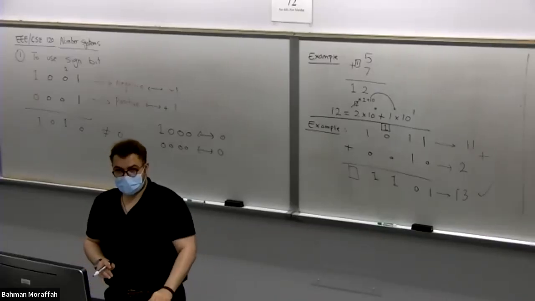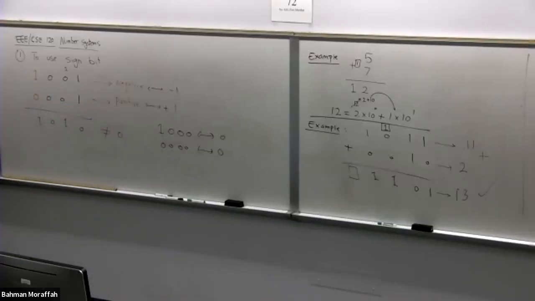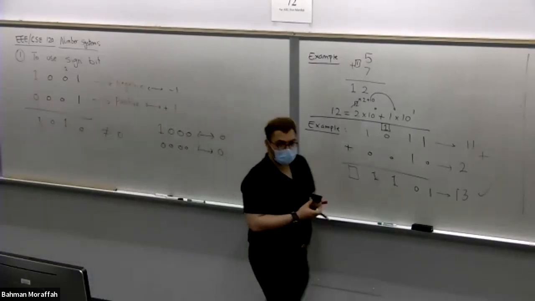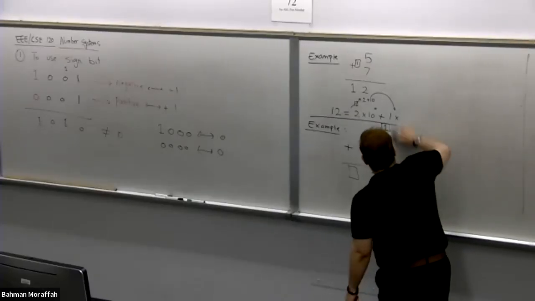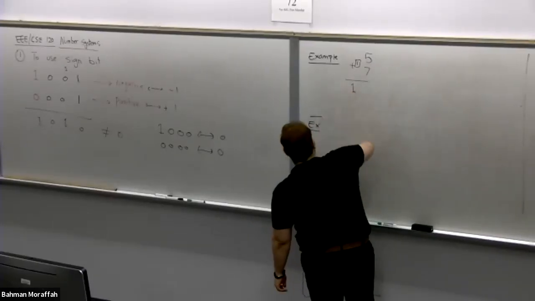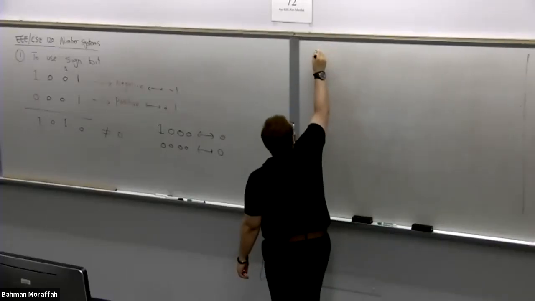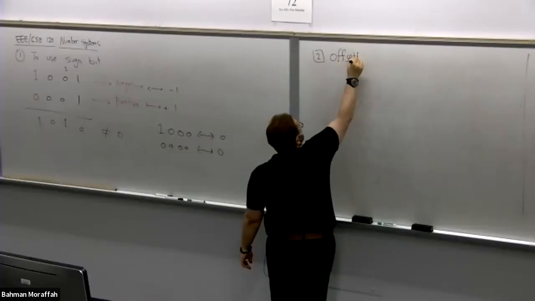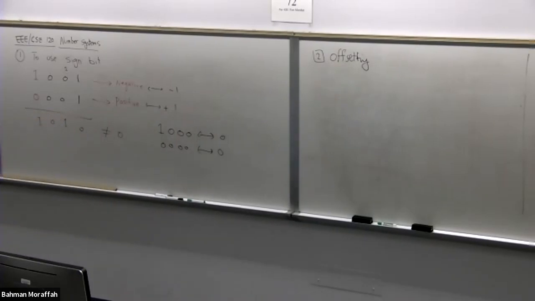What else can we do? So we talked about this sign bit representation. So we have some problems. What else can we do? Another way of looking at it is by offsetting. What do I mean by offset?